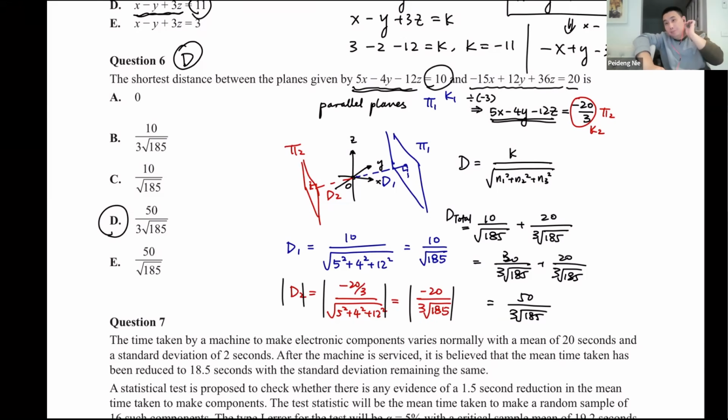Finally, remember, you have a formula to use for the distance from the point to the plane. The point is the origin, so just apply k over the magnitude of the normal vector.